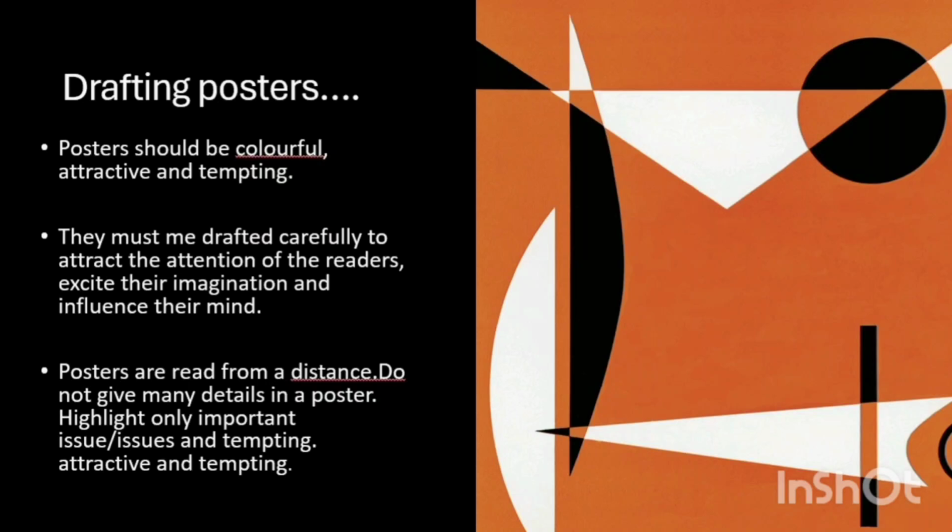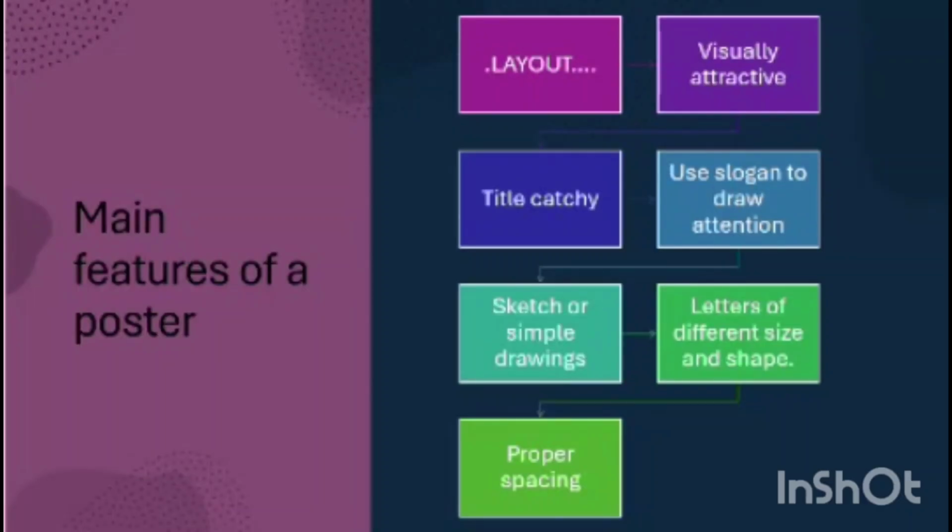So throw only the important points. Okay, you're just throwing a ball like this. See, just throw only the important points, like point wise, you can mention how to draft a poster. Okay. So next we are discussing the main features of a poster.